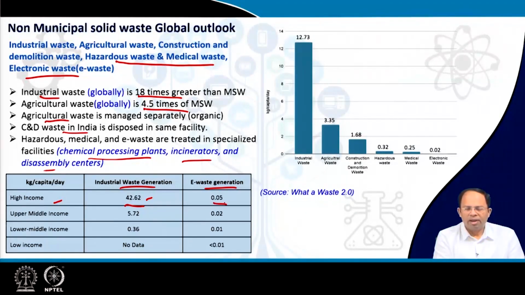E-waste is around 0.05 kg per capita. Whereas if you go to lower middle income countries, where India is, this value comes to around 0.36 kg per day per capita. So you can see that this is also an indicator of the industrialization level of our country. Similarly, e-waste generation is also low, 0.01. So over here, you can have an idea of the share of industrial waste, agricultural waste, construction and demolition waste, hazardous waste, medical waste and electronic waste in the overall waste stream, which is beyond the municipal waste.